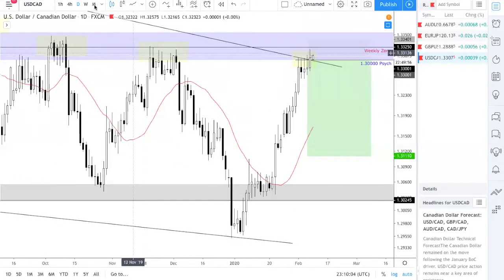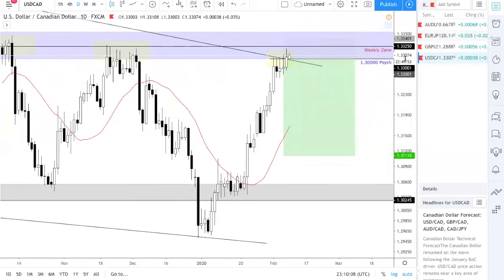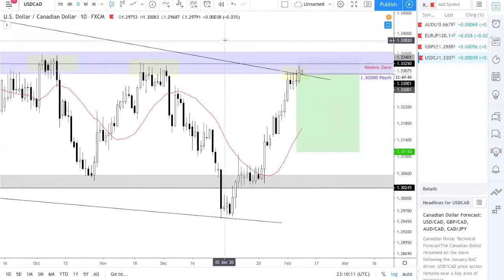With that being said, if we manage to stay below this zone, you guys look to hold these positions. Other than that, do you guys have any questions regarding USD CAD before we move on to any other pairs?